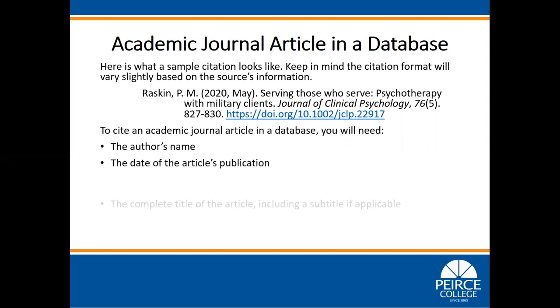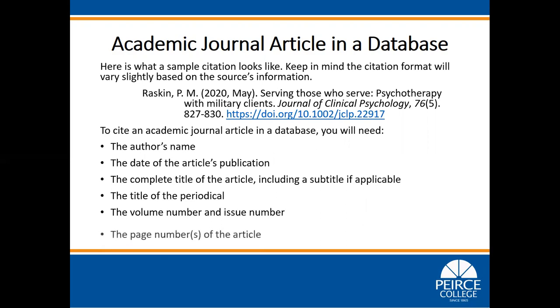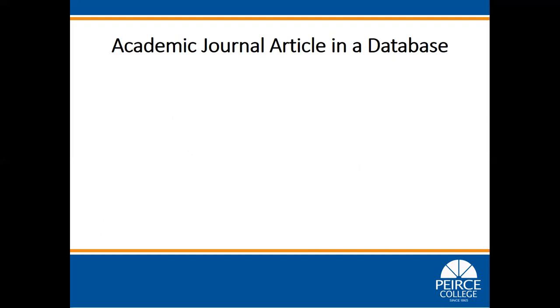To cite an academic journal article in a database, you will need the author's name, the date of the article's publication, the complete title of the article, including a subtitle if applicable, the title of the periodical, the volume number and issue number, the page numbers of the article, and the DOI, digital object identifier, of the periodical.